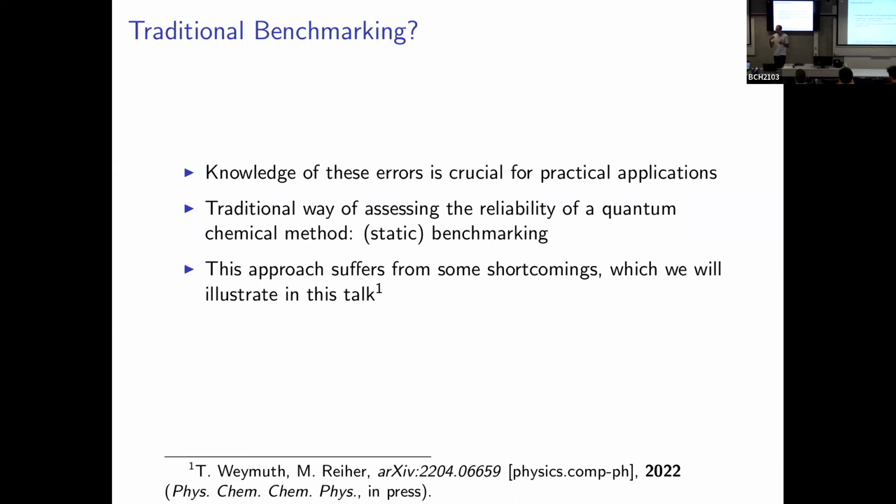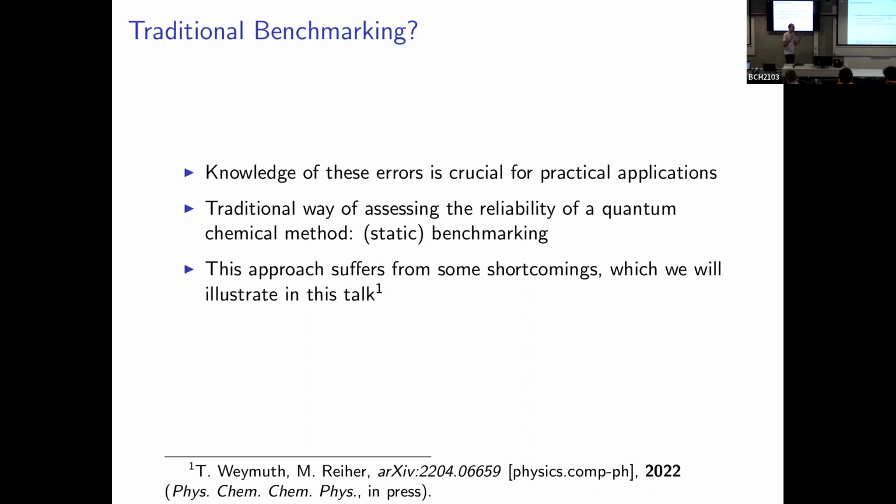But for us practitioners in a practical application, it would be crucial to know how large this error is, because otherwise, any conclusion that we draw, we cannot be sure how solid it actually is, right? Because if we have a large uncertainty, then in principle, everything goes down the drain. And the traditional way of how people like me have assessed the reliability of a quantum chemical method is something that I call static benchmarking.